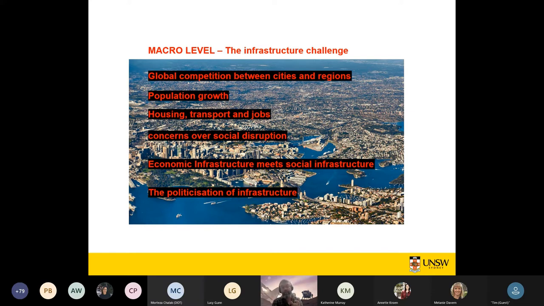I think the previous presentation was talking about economics. Really, the challenge for infrastructure planning, including transport planning, is how we use that asset-driven infrastructure planning to meet and deliver social infrastructure, but not just services or buildings, but in terms of our social issues and quality of life that make our lives better. And finally, all of this becomes really political, so it's very highly politicized.